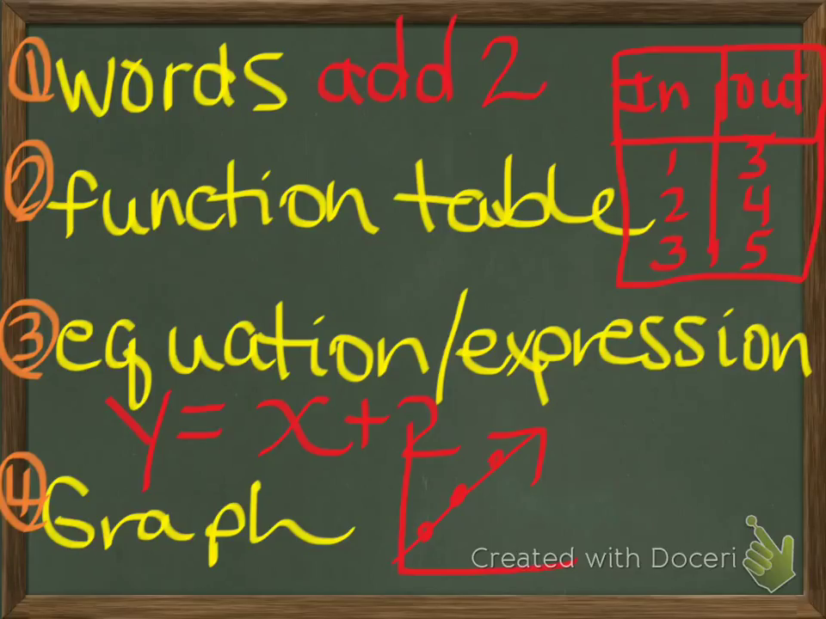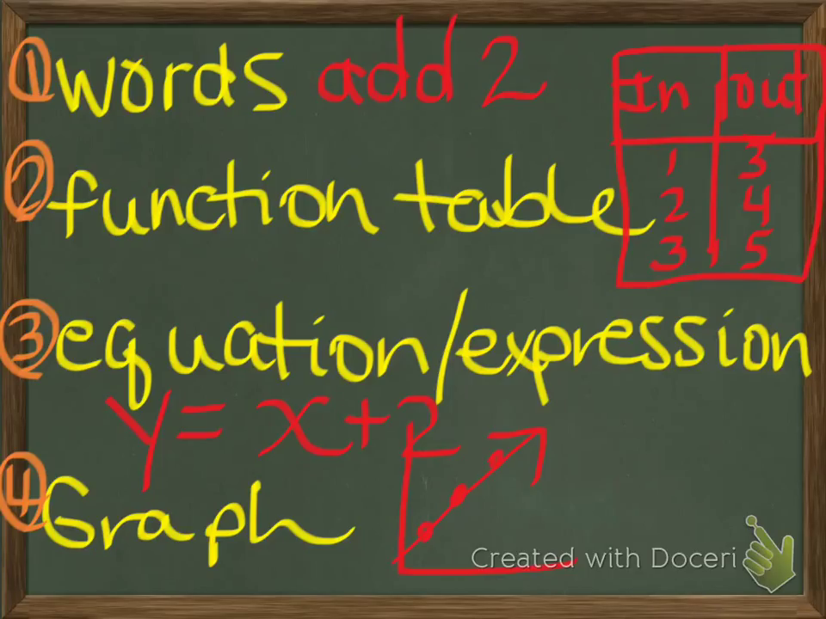As a function table, you've got inputs, you've got outputs. Typically the input's X and the output is Y. So if you are putting in 1, 2, or 3 and adding 2 to the input, your outputs would be 3, 4, and 5.